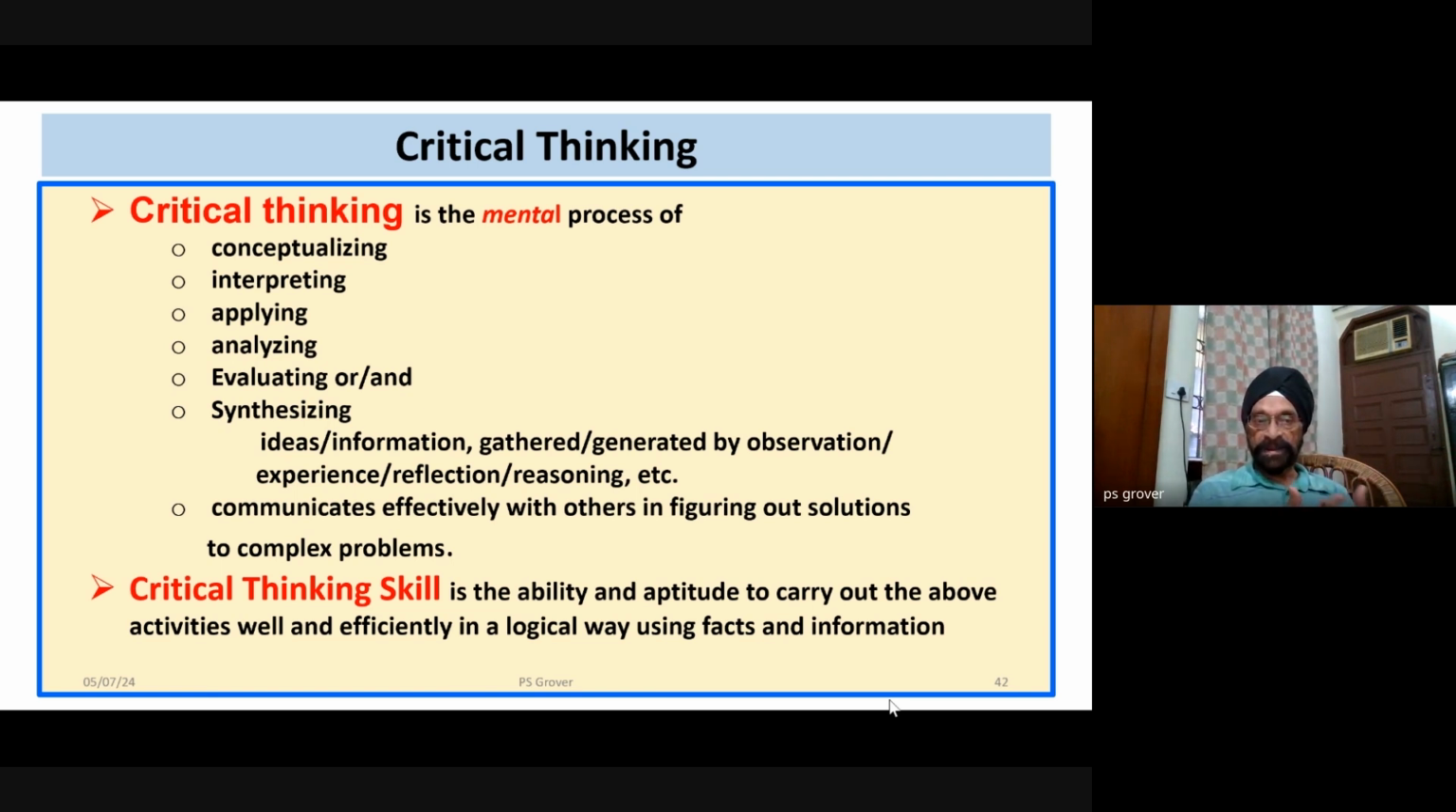Take any real life problem, even in the class, if you forget about the textbook problems, you take a real life problem, you will find that these become important features of student thinking. And that's what industry wants.